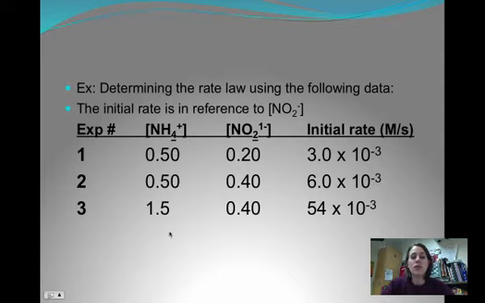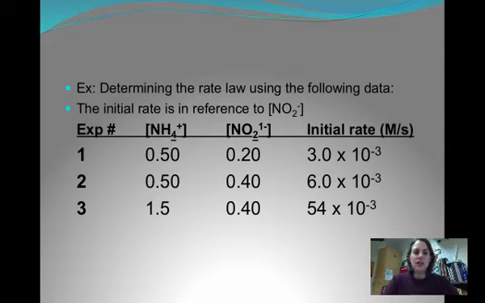From experiments 2 and 3, I can see that I've changed my concentration of ammonium, but I have kept the concentration of nitrite constant, and I can see that that had an effect on the rate. The rate is in reference to the nitrite. So the rate is in reference to how quickly the nitrite ions are getting used up.